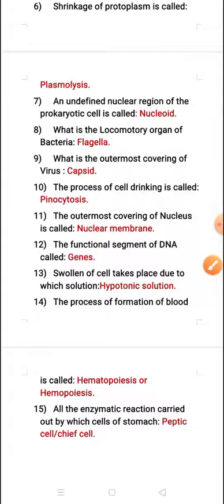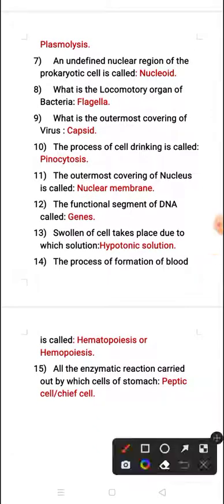Question number 15. All the enzymatic reactions are carried out by which cells of the stomach? Oh, very big, very high level question. All the enzymatic reactions are carried out by which cells of the stomach? This is peptic cells or chief cells. You know, our stomach is lined by four layers: mucosa, submucosa, muscularis, and serosa. They are the four layers in our stomach.